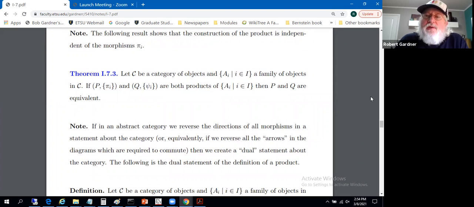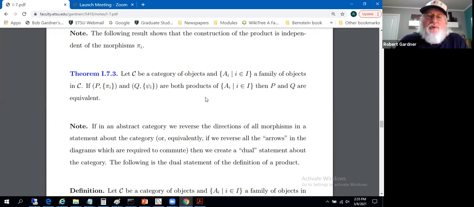We had just defined product in a category, and we had made an observation that the product, though defined in terms of several collections of morphisms, has a certain kind of independence in the choice of some of the morphisms in that definition. If I take a collection of objects from a category, I want to say the product is uniquely determined. It's determined up to equivalence.